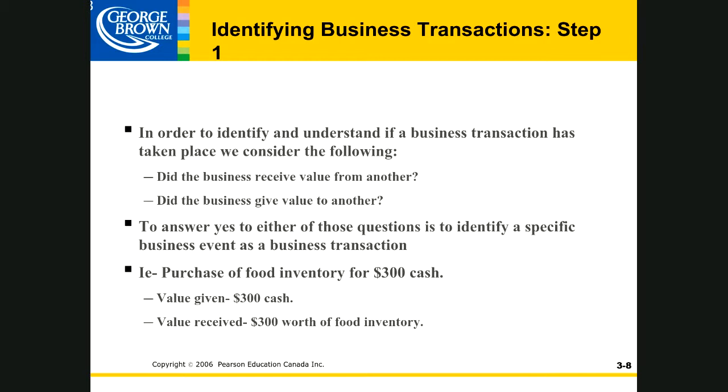For example, if I'm purchasing food inventory for $300 cash, the value that was given from my business to another business, or the supplier, is $300 cash. The value I'm receiving in exchange for the cash is $300 worth of food inventory.